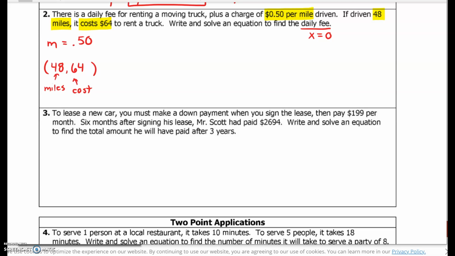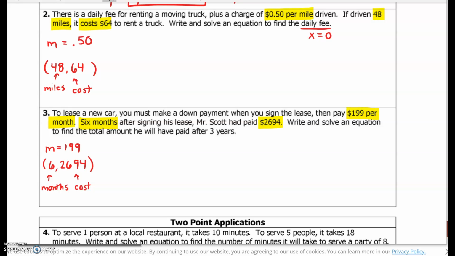To lease a new car, you must make a down payment when you sign the lease. Then pay $199 per month. That should indicate if it's per month, that is your slope. 6 months after signing his lease, Mr. Scott had paid $2,694. So those are the values you are going to use for your point. X is in months, and again, Y is our cost.